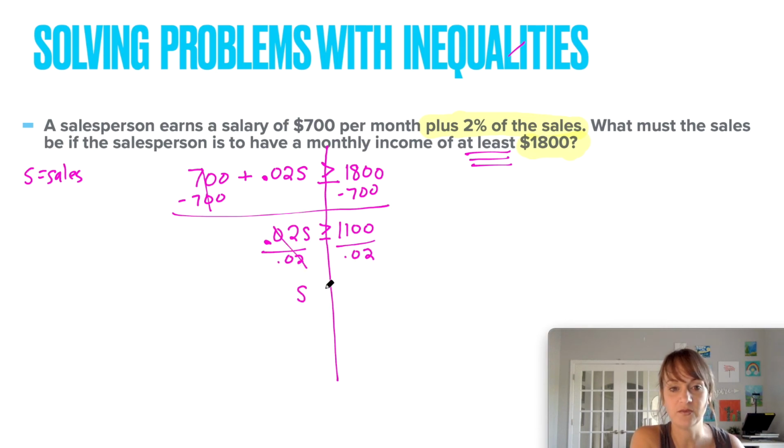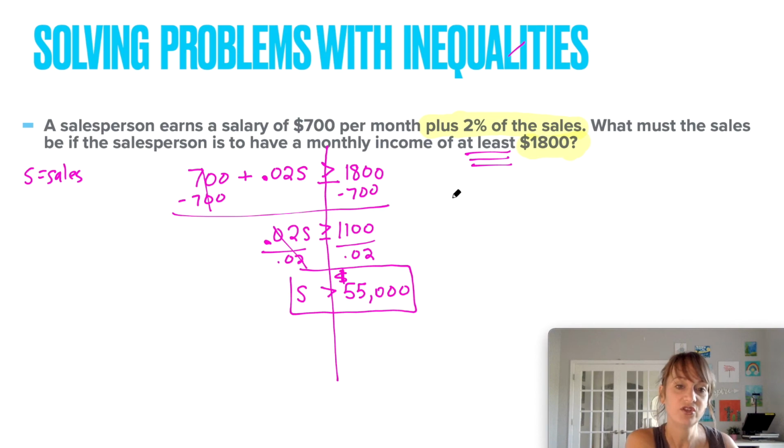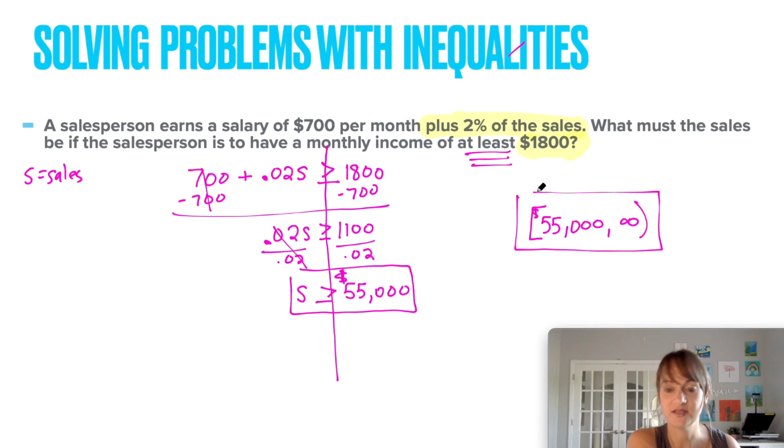They will cancel, leaving me S, and 1,100 divided by 0.02 represents $55,000. Now, what does that mean? It means that he has to sell at least $55,000 of a product in order for his monthly income to be at least $1,800. So you can either write it like this, or you can write it as, don't forget that, as long as he sold at least $55,000 worth of a product, and everything above that would be considered in the set inequality.